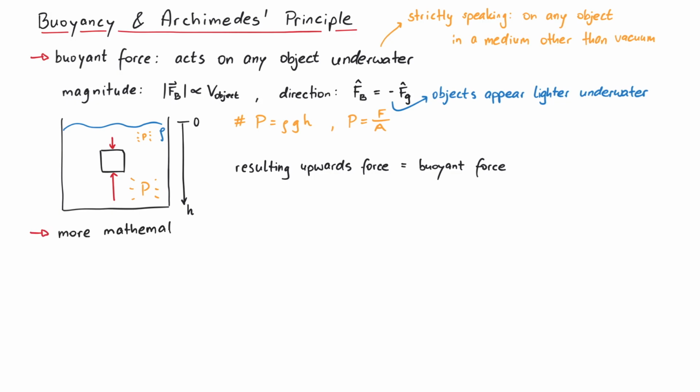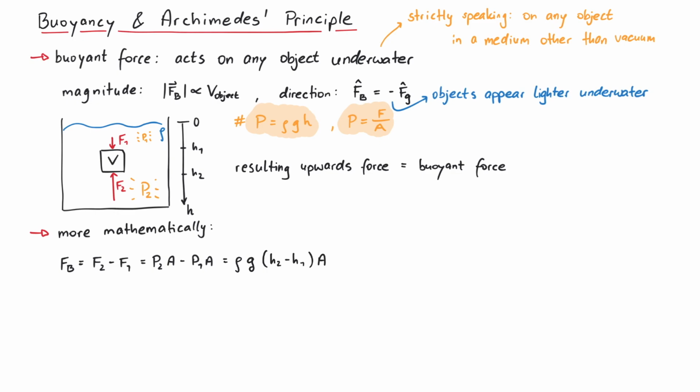Now let's investigate this a bit more mathematically. The buoyant force is defined as the difference of the force below minus the force above. Force is pressure times area, so we have P2A minus P1A. Next, we use the hydrostatic equation to write pressure as the fluid density times g times the depth where we measure the pressure. By writing common factors to the front, we can recognize the object's volume as (h2 minus h1) times the area A. Here, the density is a property of the fluid, the volume is a property of the object, and g is a constant.